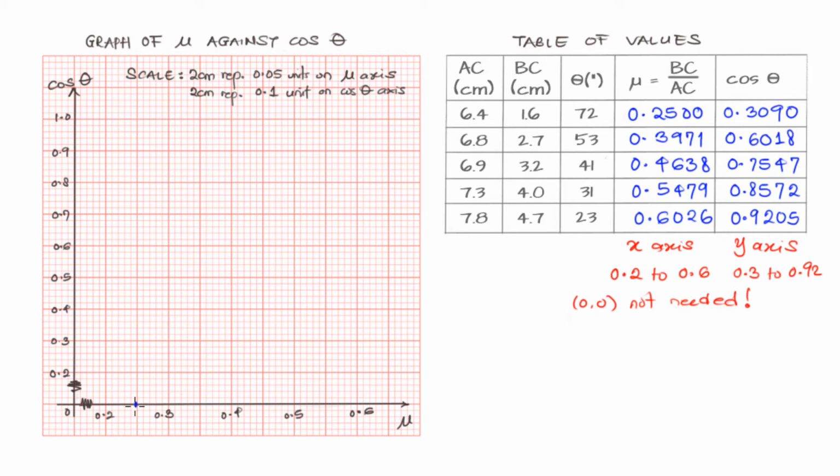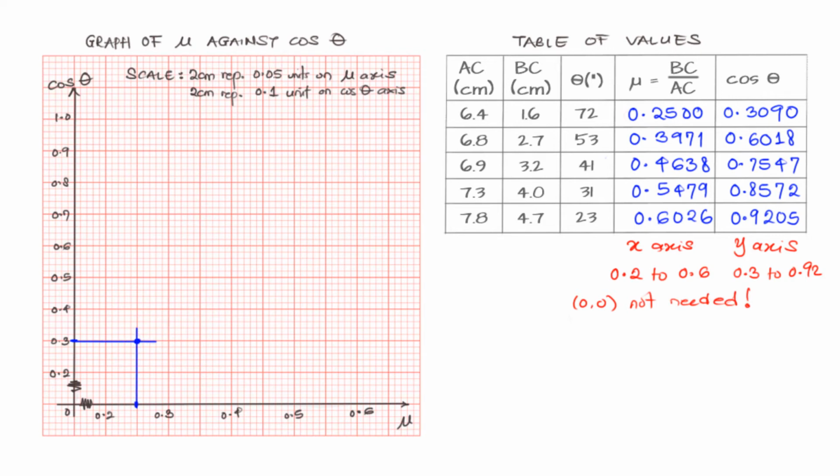Like on the horizontal axis, we have 0.25. That will be between 0.2 and 0.3. So this is 0.25 being shown in blue. Then on cos theta, we have 0.3090. 0.3090 will be approximately 0.31. Okay. Now with this scale, each of the small boxes will be 0.02. So 0.309 or 0.31 will be in between 0.3 and the next small box.